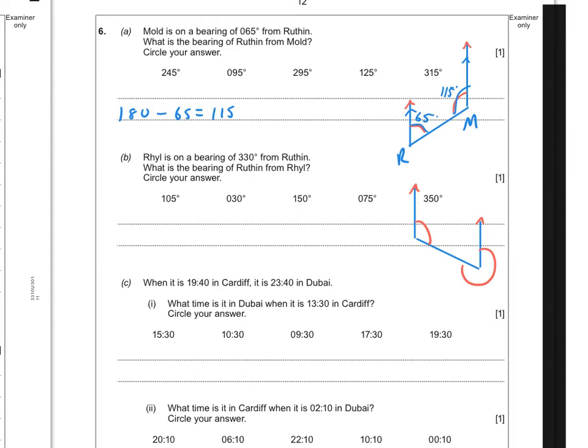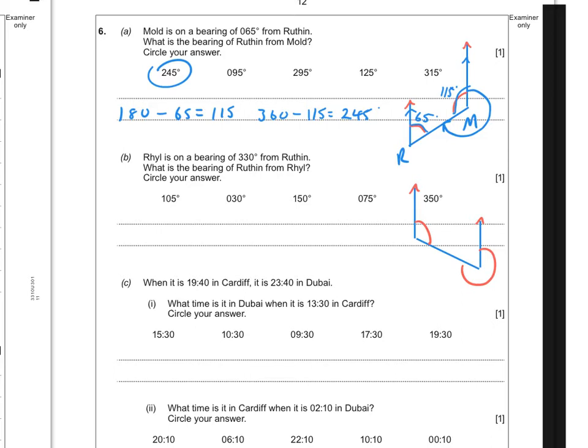If I know that angle, now for bearings I'm always going clockwise, so I just need to do 360 take away 115, and 360 take away 115 should leave 245 degrees. So that's my answer for part A.